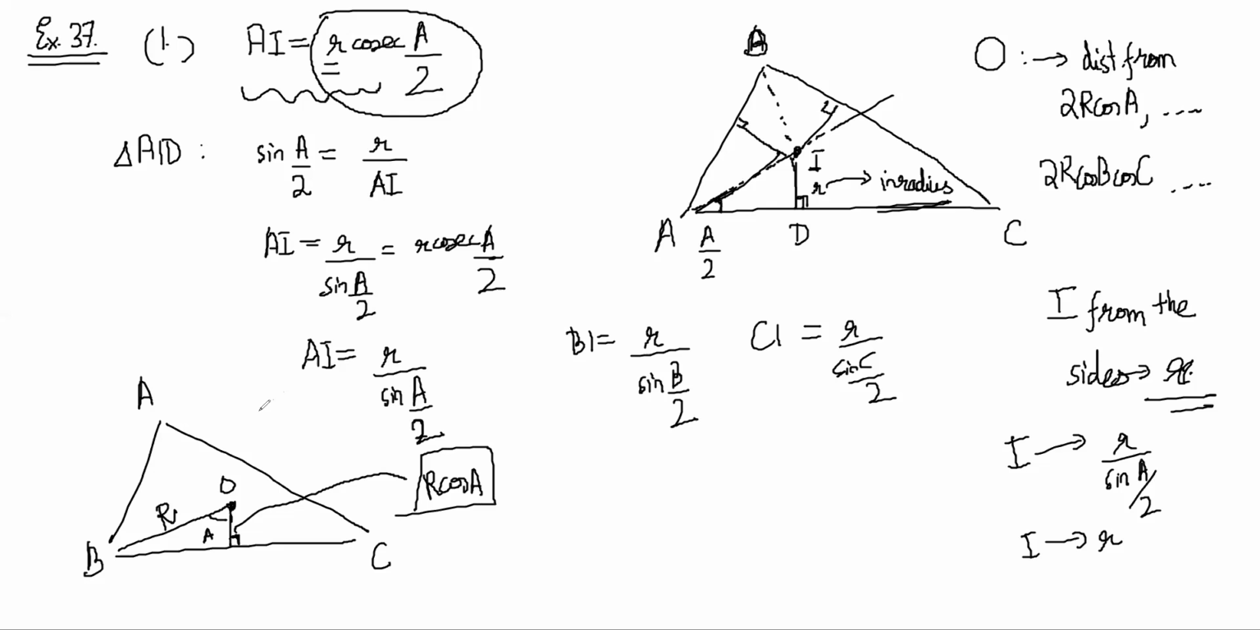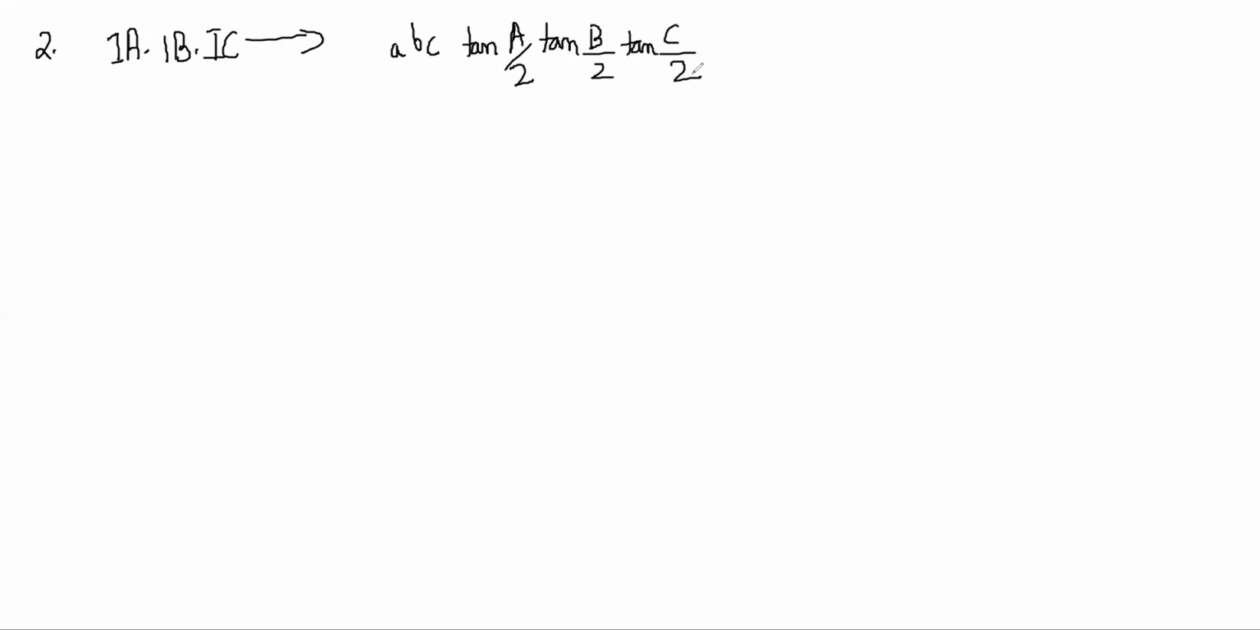Next question, let's try then. The next question is very easy if you got the first question. I'll tell you IA, IB and IC. Try it. Prove that it is equal to ABC tan A by 2, tan B by 2, tan C by 2. Now, just because you have got the first question, try and use that and prove it.